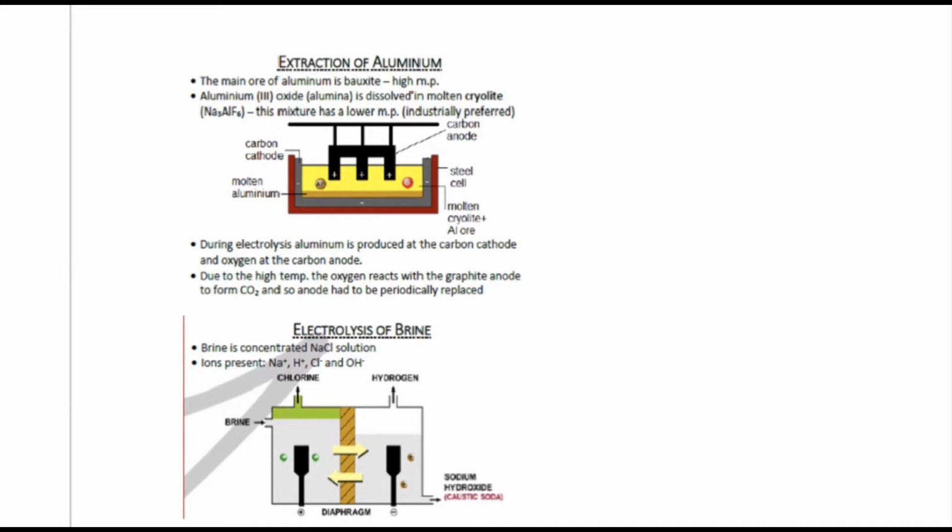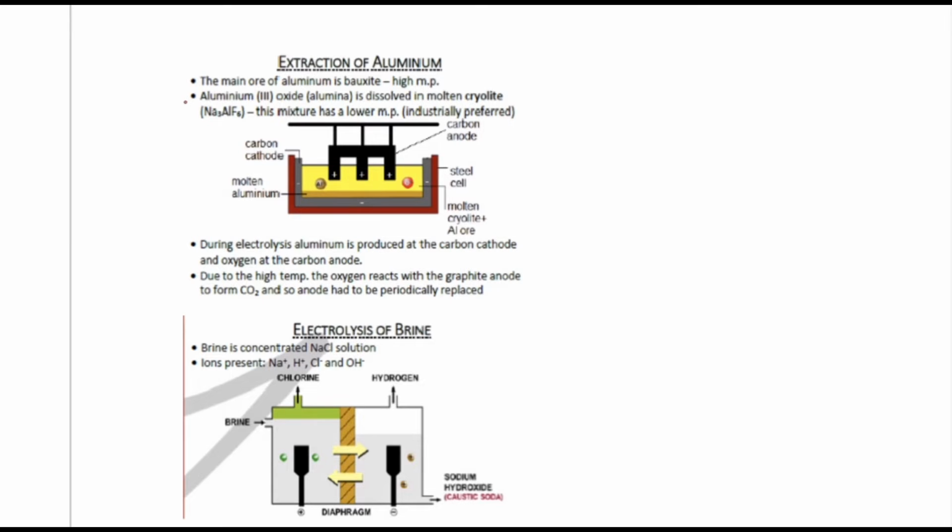Bauxite has a high melting point. So imagine this is something like a piece of stone. You want to melt it, but it has a high melting point. Maybe you need a few thousand degrees Celsius to melt it. So that is a waste of electricity or a waste of fuel.